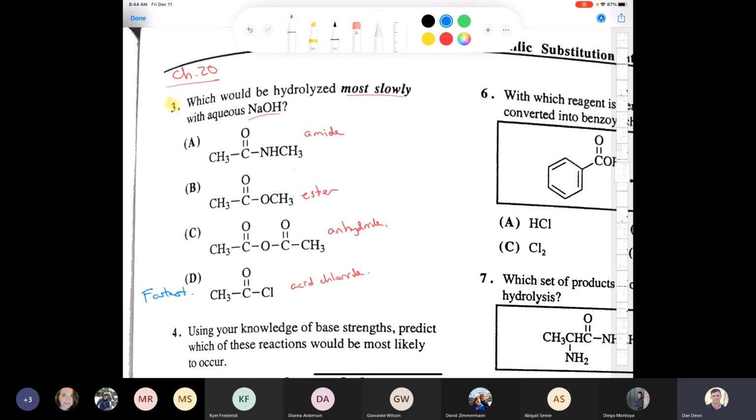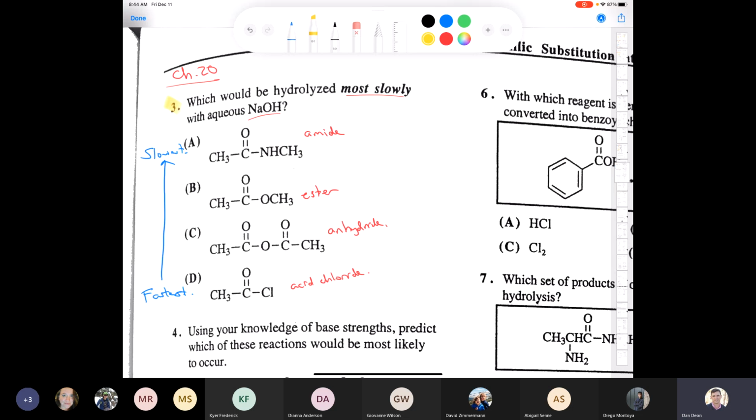Yeah, exactly. So the answer is the amide is going to react the slowest, right? They're actually in order, going from slowest to fastest. Okay. So again, this is covered in chapter 20 if you need to review this.